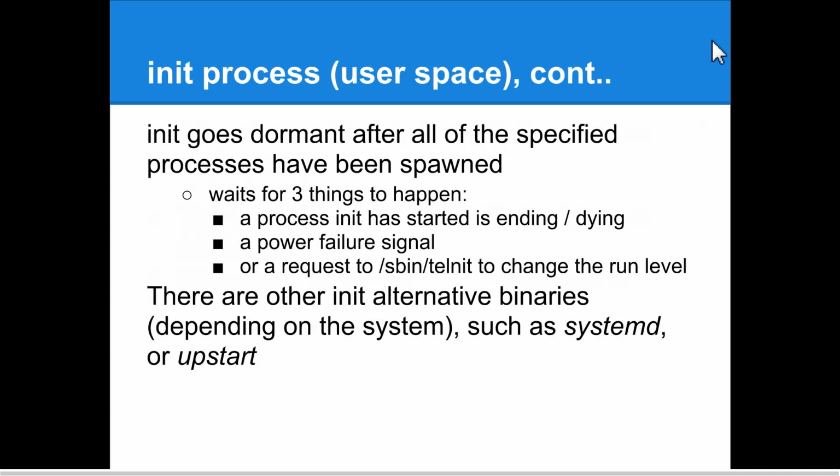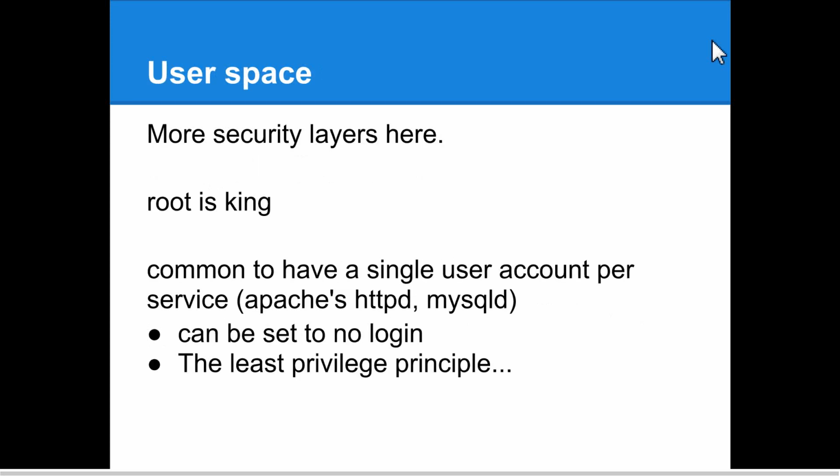Init goes dormant after it has done everything. It waits for 3 things to happen, basically, to do anything. If a process that init has started is ending or dying, then init wakes up. If there's a power failure signal, then init wakes up, or if there is a request, basically using sbin/telinit, to change the run level, but you guys don't need to know about run level stuff. There are alternatives to init, such as systemd and upstart and xinit, I think. That's the old school one.